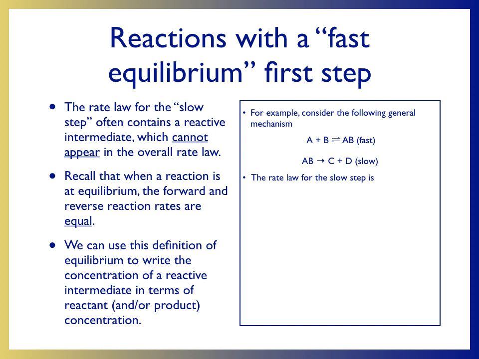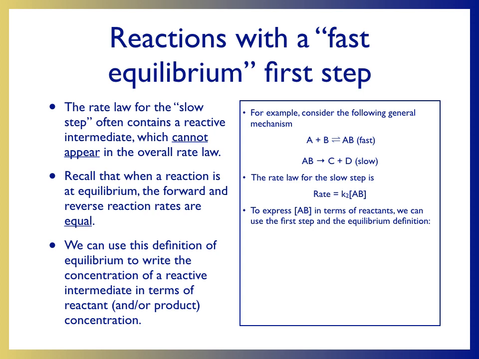Note that the rate law for the overall reaction always resembles the rate law for the slow step. Therefore, we write the rate law for the slow step as rate is equal to K2 times the concentration of AB, where K2 is the rate constant for the second elementary reaction. AB is a reactive intermediate. Therefore, we cannot control its concentration once a reaction proceeds.